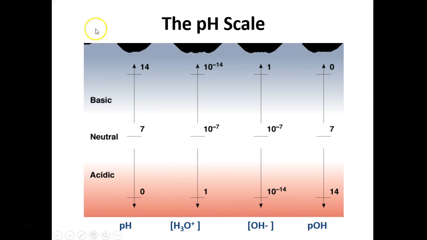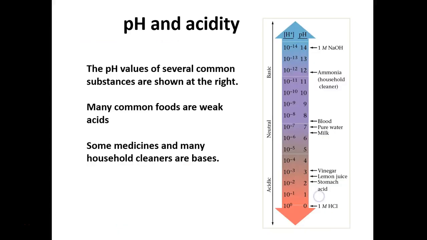So if a solution is neutral, it will have a hydrogen ion concentration of 10 to the minus 7 and a hydroxide ion concentration of 10 to the minus 7, which will show a pH of 7. If the solution has a pH of 0, then it will have a hydrogen ion concentration of 1 mole per liter, a hydroxide ion concentration of 10 to the minus 14, and a pOH of 14. And we'll see how you can actually calculate these relationships later in the discussion.